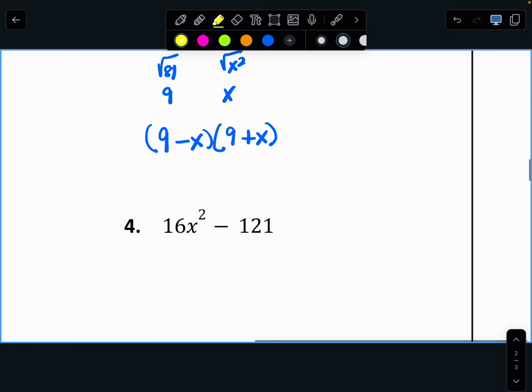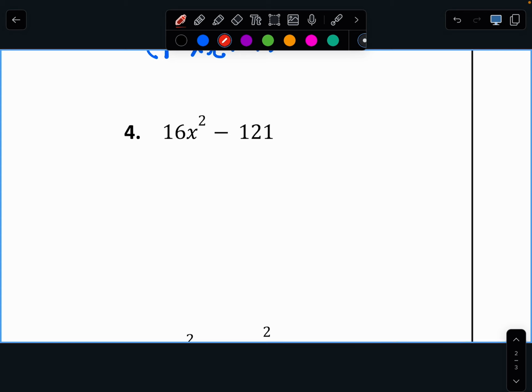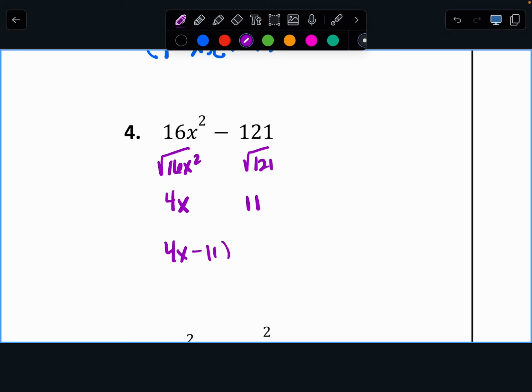All right. Now, can I take the square root of 16x squared? What's the square root of 16? 4. And the square root of x squared is x. And what's the square root of 121? 11. So then I get 4x minus 11, 4x plus 11.